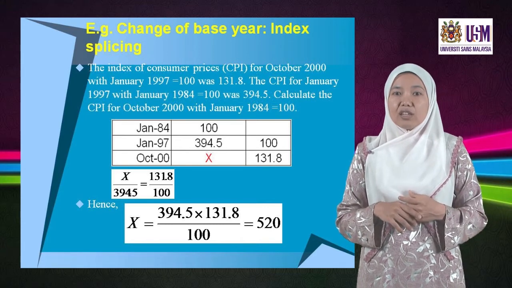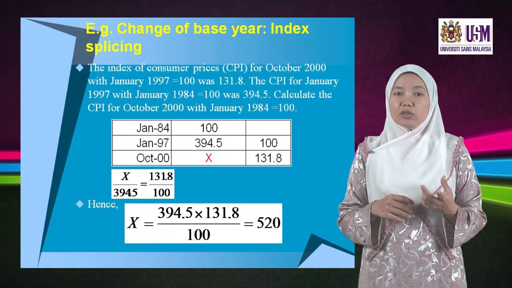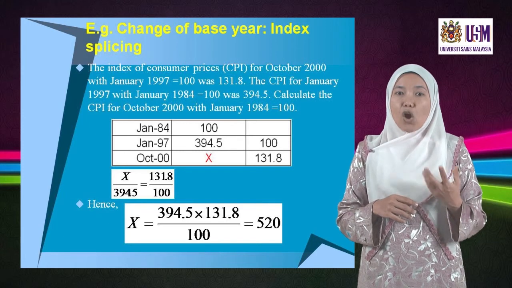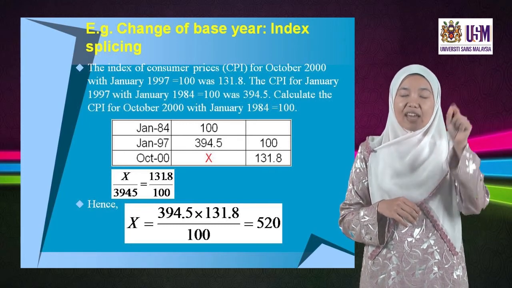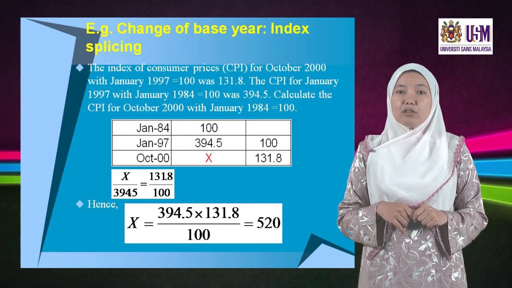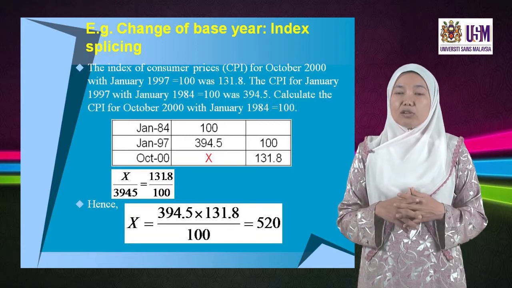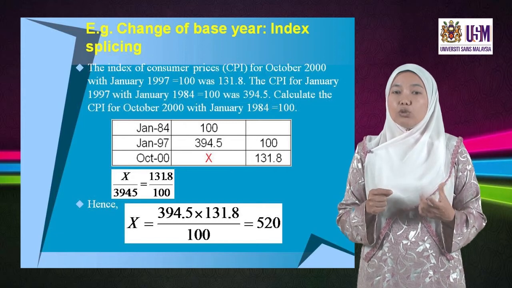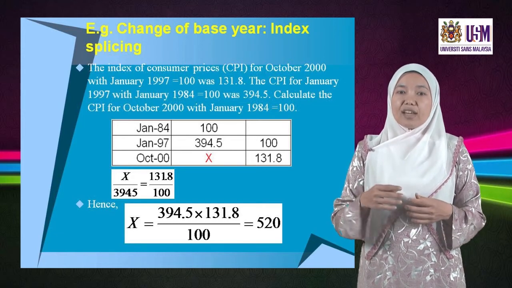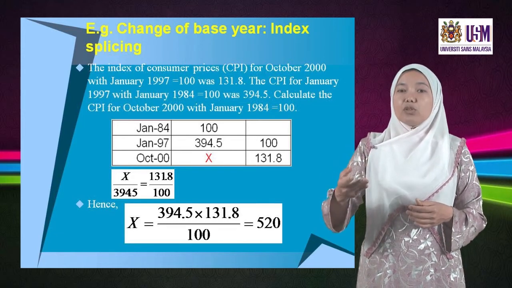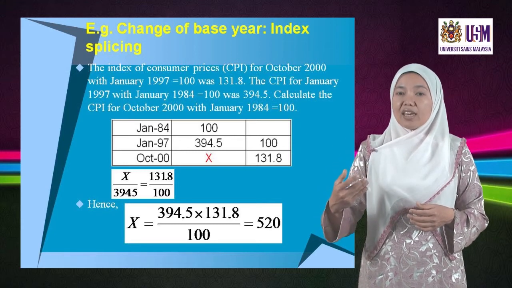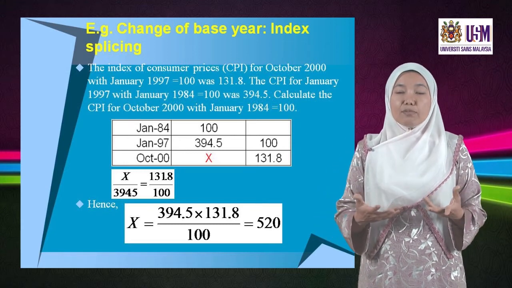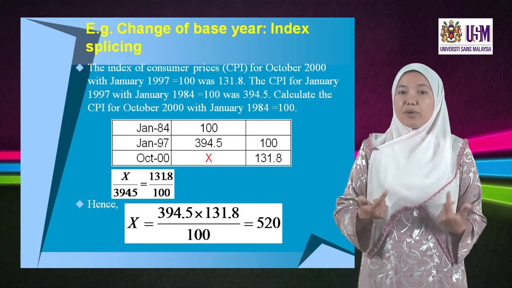So you are now being asked, what is the CPI for October 2000, the X in red, given January 1984 equals to 100. So X is the quantity that you need to look for. So given that from 100 to 131.8 is for the same basket of goods and services for the same period of time.